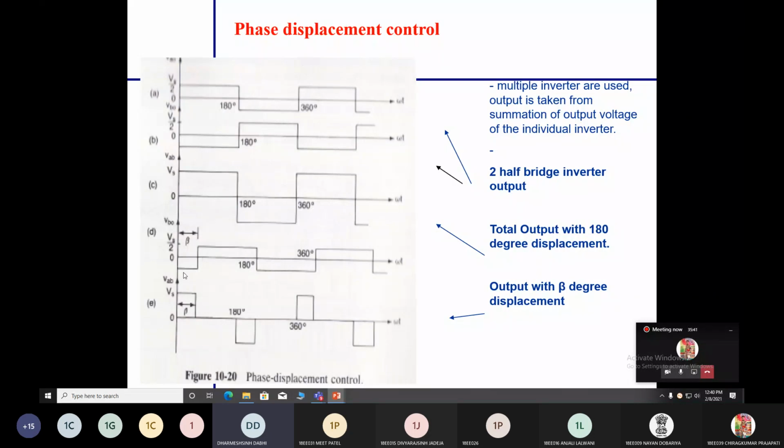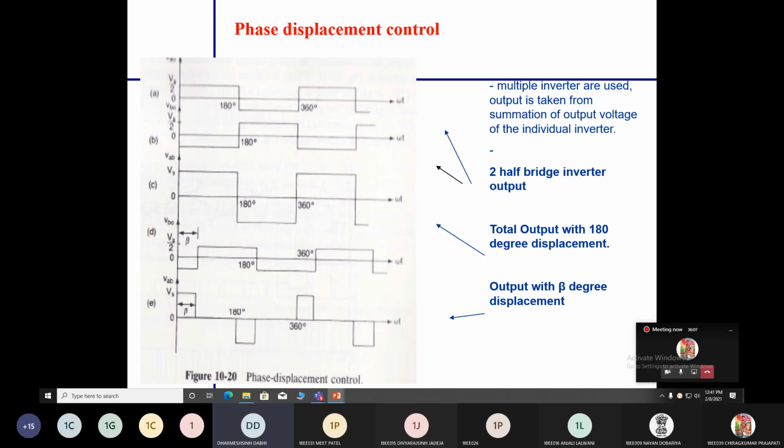This Vs by 2 minus this minus Vs by 2. So only with this beta angle you get the plus Vs. After that you get the Vs by 2 and Vs by 2, so that becomes 0. Based on the phase displacement between both the inverter output voltages, you can vary the magnitude at the load side of the inverter, as well as control the harmonics also.